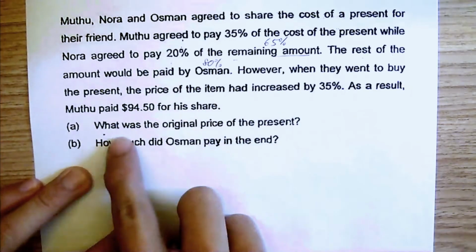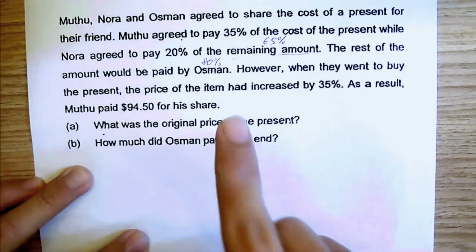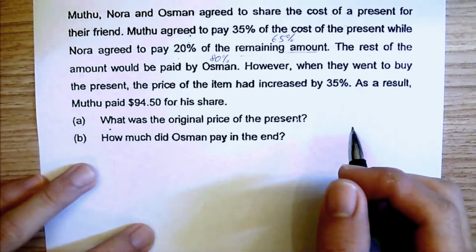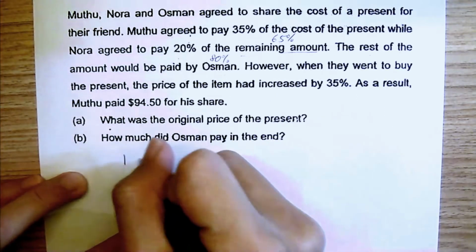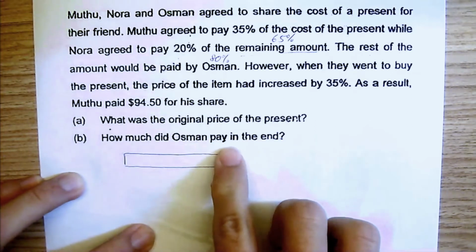Alright. Now they said, what was the original price of the present? How much did Osman pay in the end? I'm going to draw a model to illustrate the payment by each of the persons. Okay, so let's just go ahead and draw one long bar. Okay, so this entire thing is 100%.